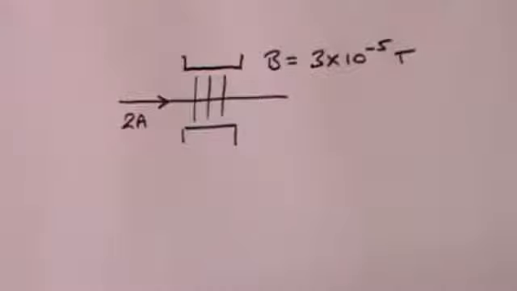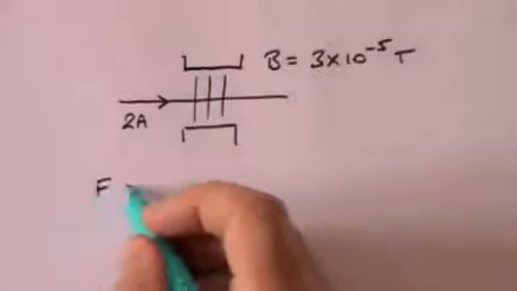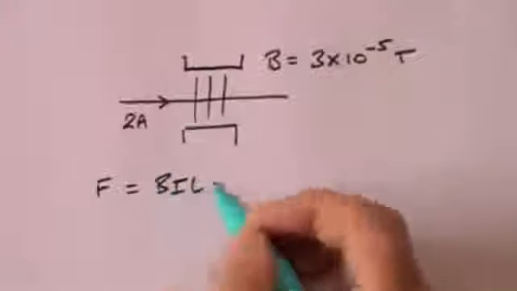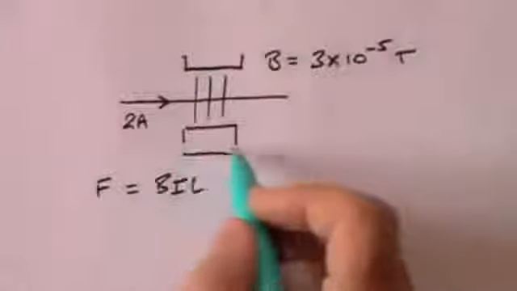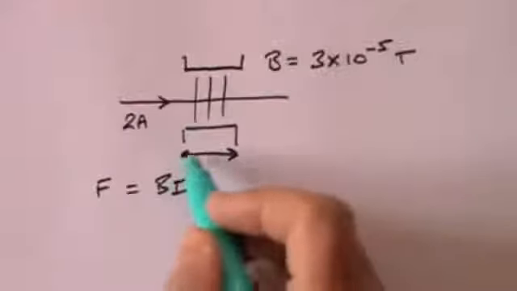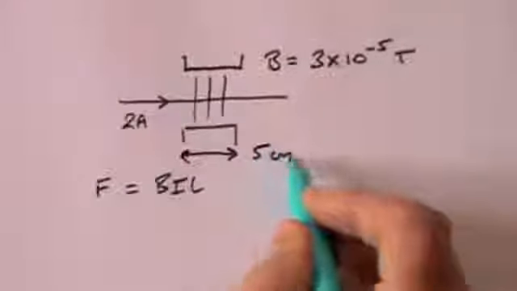Question 1. A wire carrying a current of 2 amps passes a magnetic field perpendicular to it of 3 times 10 to the minus 5 Tesla. What is the force on the wire? And here we're going to need the formula that F equals BIL, where the force is equal to the magnetic field times the current times the length of wire that's in the field, and I can tell you that the length in the field is 5 centimetres.